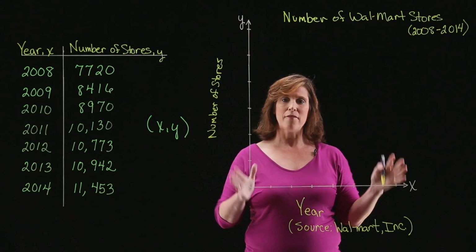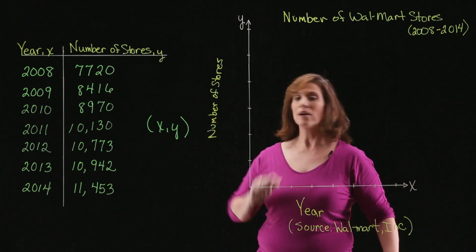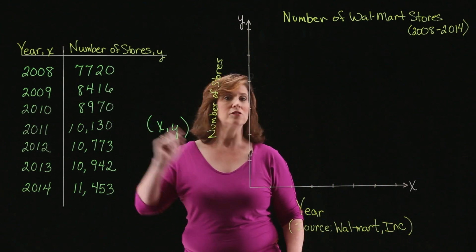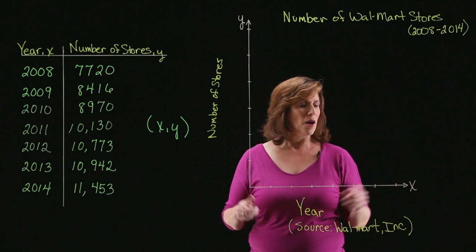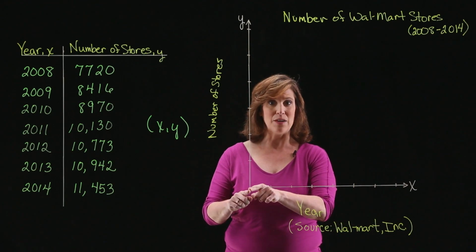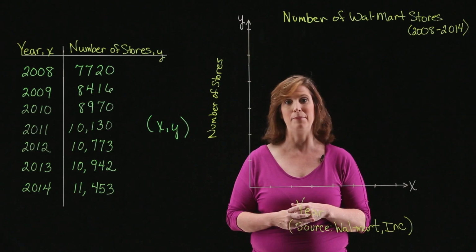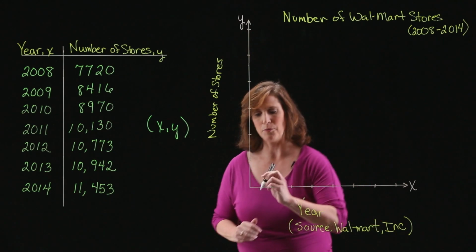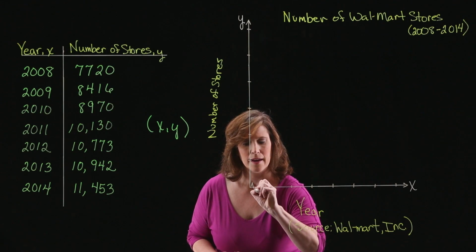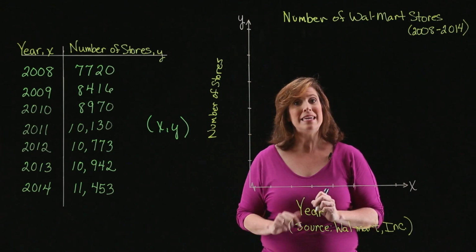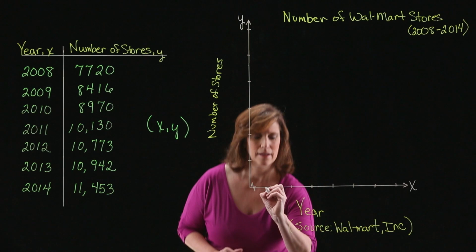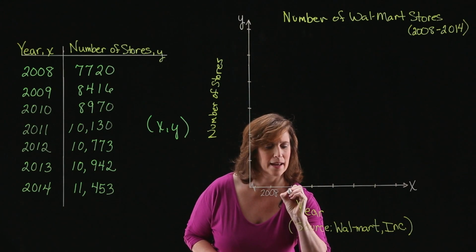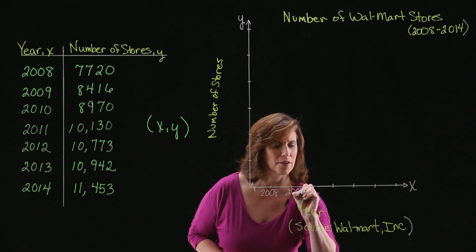Okay, so now that we have our basic structure down, we need to look at the data. Now you'll notice that my x-coordinates are starting at 2008. Well, it doesn't make any sense to start at 0 because I don't have any information for what happens in the year 2 or the year 10. So what I'm going to do is put a break in my axes, and begin at 2008. So this will be 2008, and then I can fill in all of the other years.